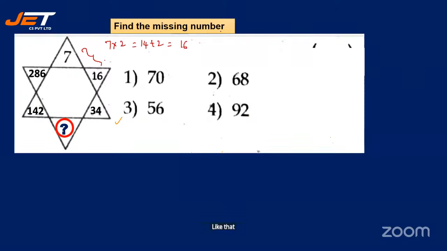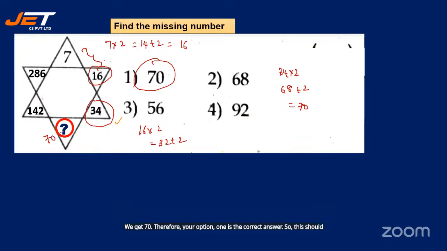Like that. See the second one. Right, so you have 16. 16 into 2, that is 32, plus 2, you get 64. Isn't it? Right? So likewise, you can also do for 34. 34 into 2, that is 68 plus 2. We get 70. Therefore, your option 1 is the correct answer. So this should be 70.